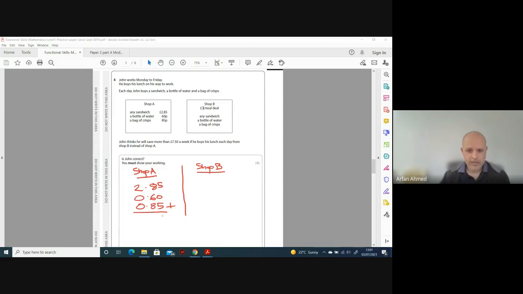5 add 5 gives you 10. Carry the 1. 16, 22, 23. Carry the 2. And that's 4. Yes, that's going to be £4.30. There's your first mark right there. That's for one day. We need it for 5 days because it's Monday to Friday.